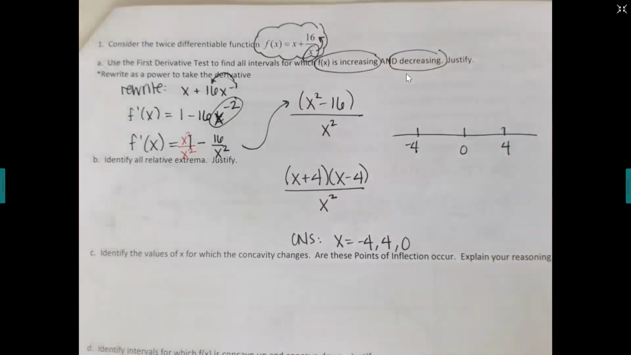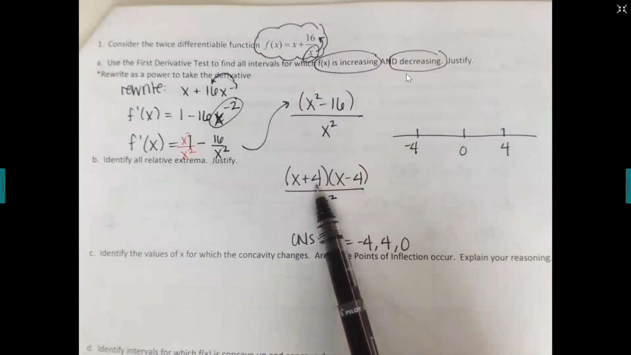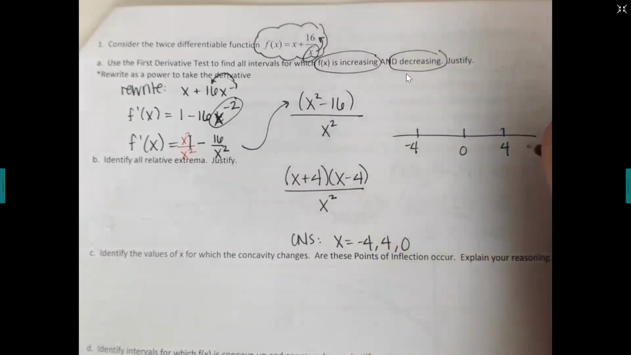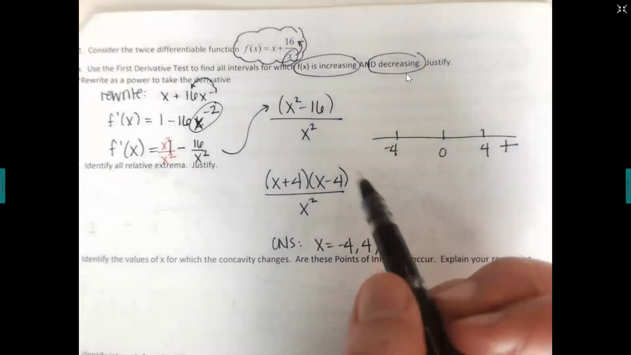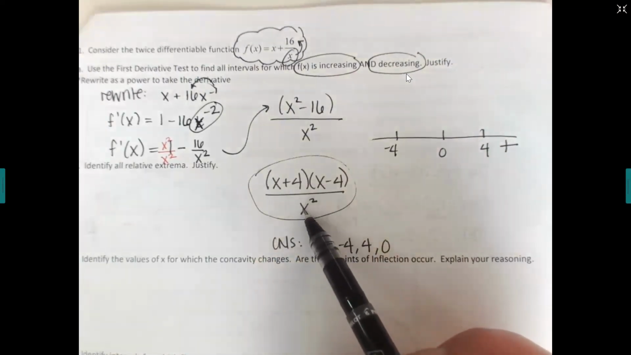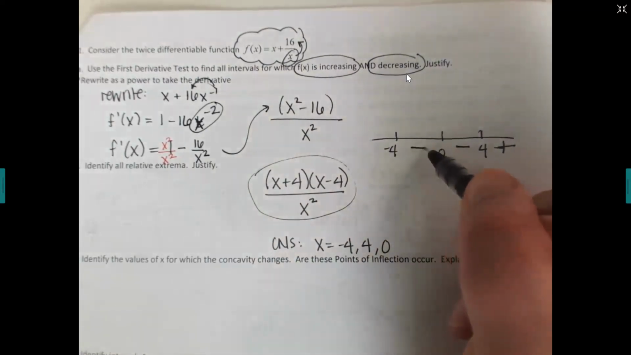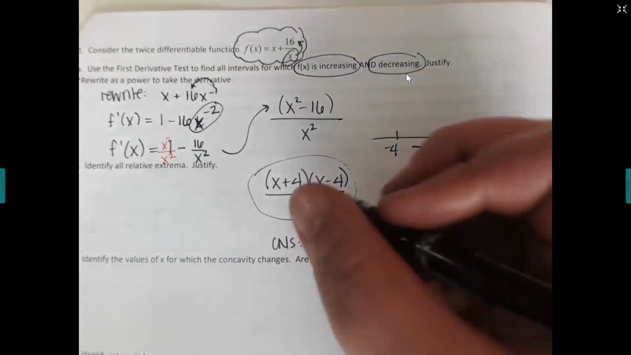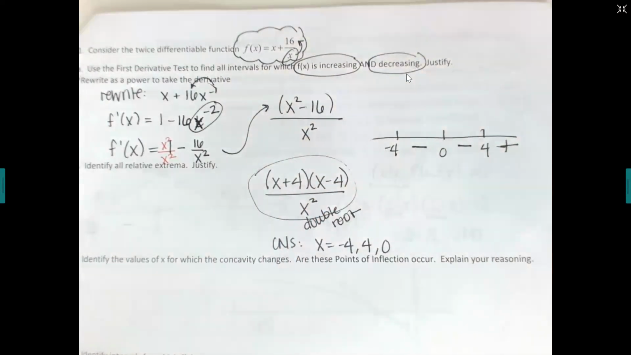Bigger than 4, let's say we pick 5. 5 minus 4 is what? Positive or negative? Positive. 5 plus 4 also positive. 5 squared also positive. Okay, then my next number is 0. What term gave me the 0 in this equation? The squared is a double root. That means that it's going to change sign when it crosses the 4, but it's going to stay the same when it crosses the 0. Because x squared was a double root, that means that 0 can't change sign. And then it'll change here to be a plus.